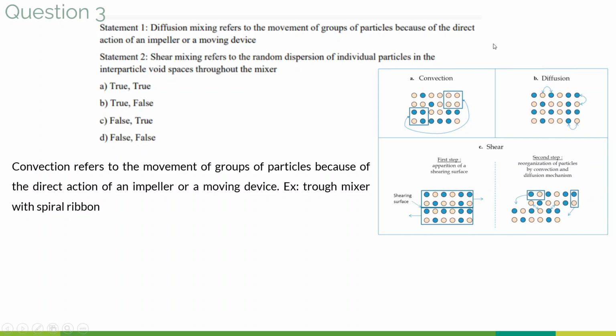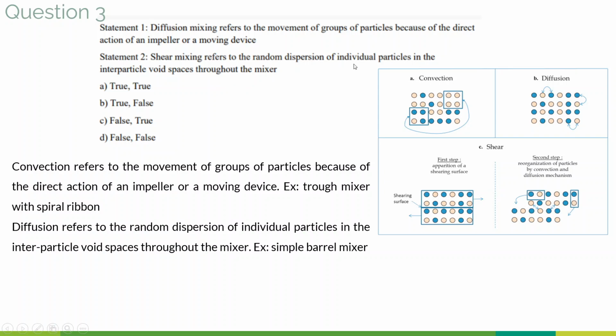The other kind of mixing is diffusion mixing, where you will have a random distribution or random dispersion of the individual particles at the interparticle void spaces throughout the mixer. So you will have mixing at the micro level here, with the individual particles being mixed. Diffusion is also known as micro mixing. And since it's at the micro level, the rates are very slow. The rate of mixing is extremely slow. As you can see here, you can have diffusion based mixing throughout, but since the rates are very slow, it is not preferred.